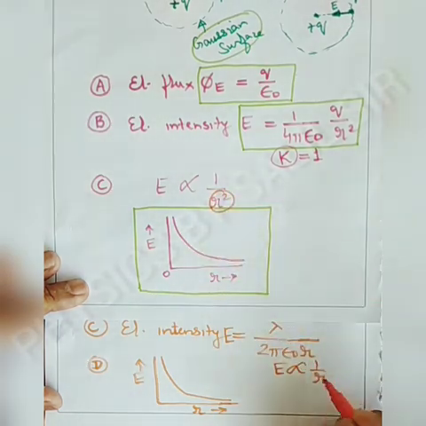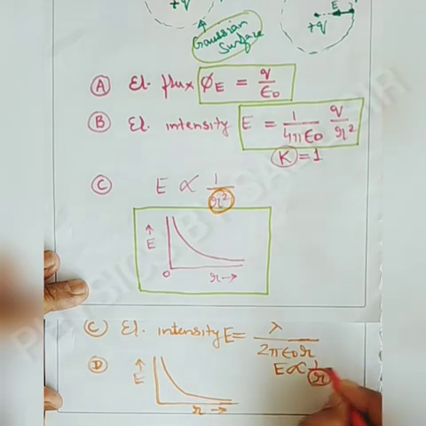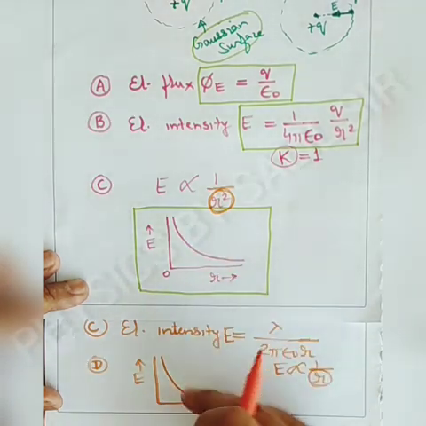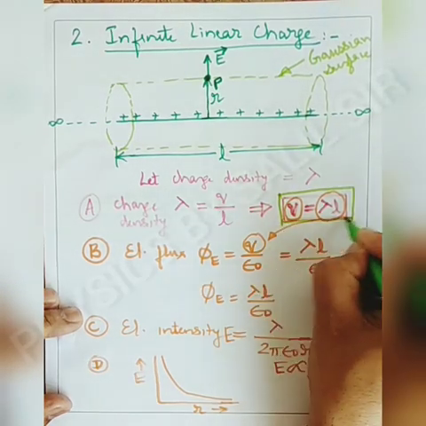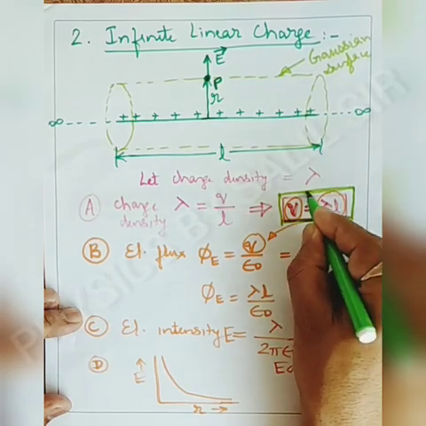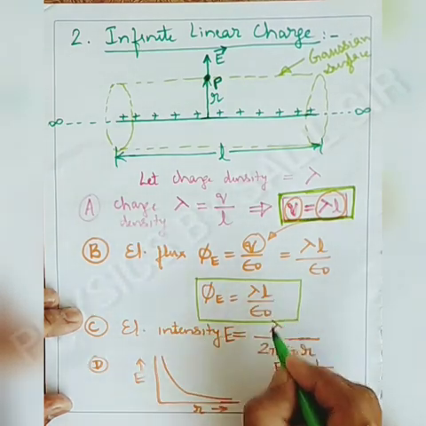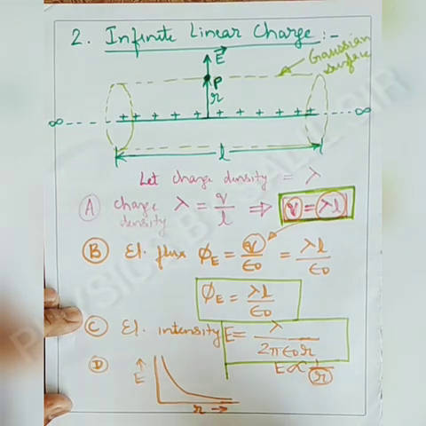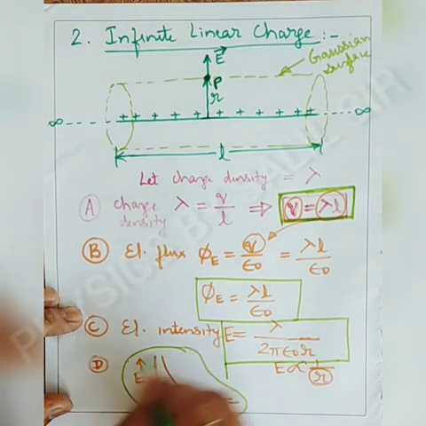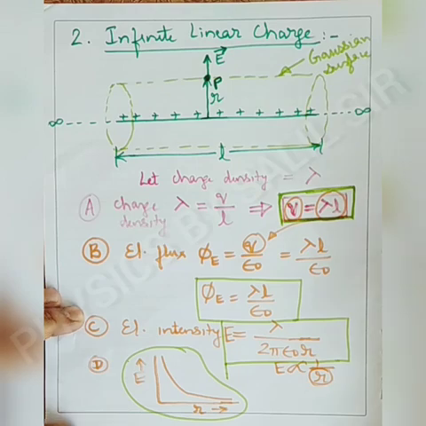The difference is only of a square. In case of point charge, it was R square. In case of this infinite linear charge, it is only R. But the graphical representation is the same. So you have to remember this formula for this infinite linear charge. Second, the formula of electric flux, phi E is equal to lambda L upon epsilon naught. Third, the formula of electric field intensity, lambda upon 2 pi epsilon naught R. And fourth one, you have to remember this graphical representation of the relation between electric field intensity and the radius of the Gaussian surface.